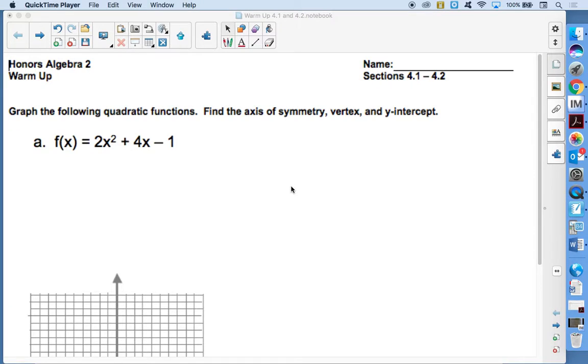The y-intercept, which is what you need to graph. So we're not just picking like -2, -1, 0, 1, 2, plugging them in and making a t-chart. We're trying to graph using the axis of symmetry, the vertex, and the y-intercept. What form is the first one in?